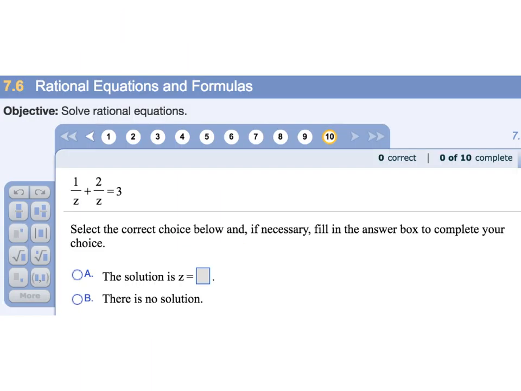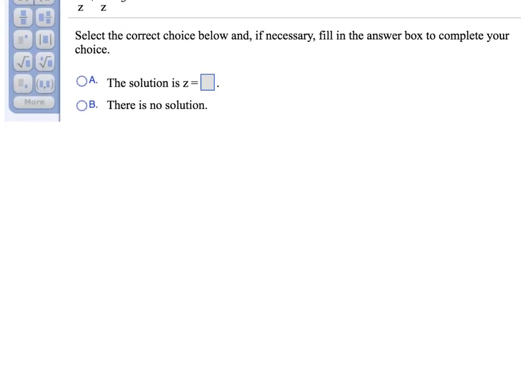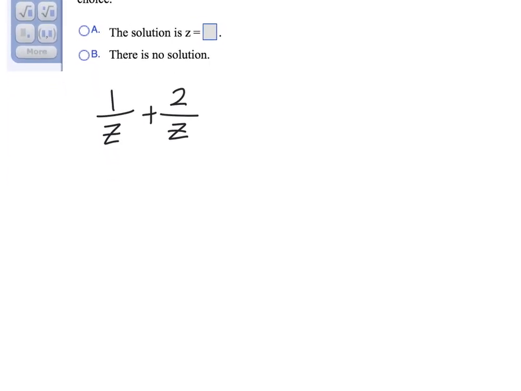All right, we don't have one fraction equaling another fraction yet, so we're going to have to add those fractions first. So you have 1 over z plus 2 over z, and that equals 3. We already have common denominators, so we can add. So that's 3 over z is equal to, and I'm going to change this to 3 over 1.